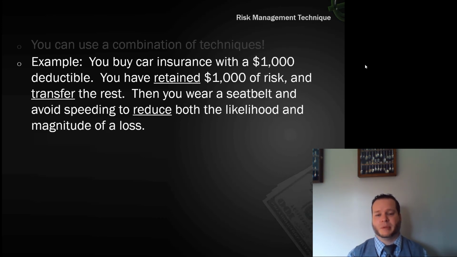The insurance company will take the expenses over $1,000. So you've retained $1,000, transferred the rest, and then if you wear a seatbelt and avoid speeding, you've reduced the likelihood of a loss and how much it will cost. Wearing a seatbelt reduces your physical injuries, so it's less likely to have expensive medical bills associated with an accident. Okay, so in this case, you've done 3 techniques. You retained, you transferred, and you reduced. The only one you haven't done is avoid. You still have the car.